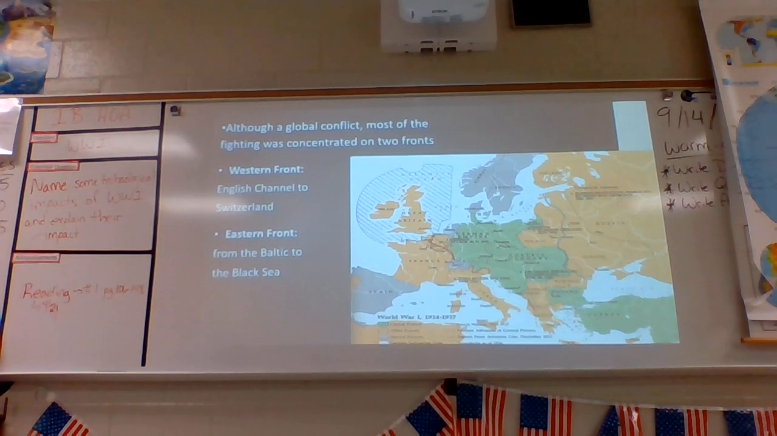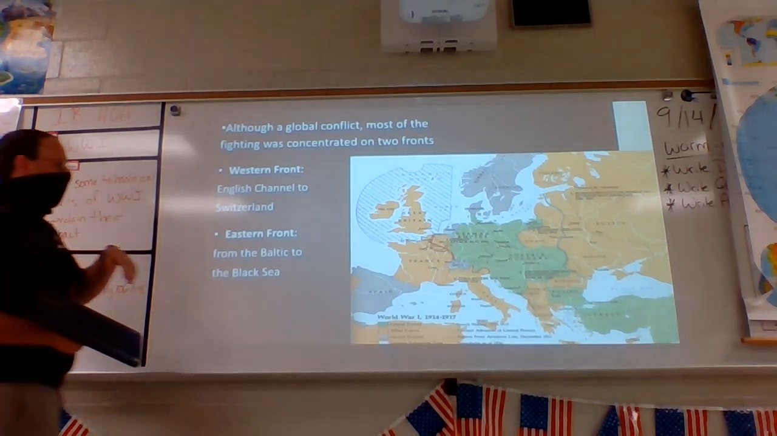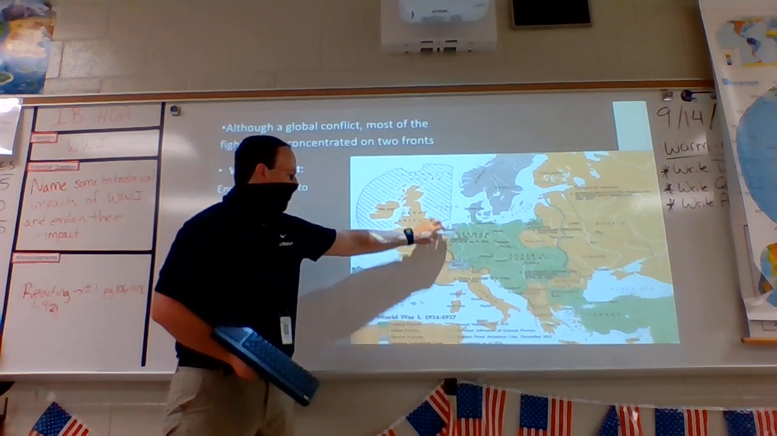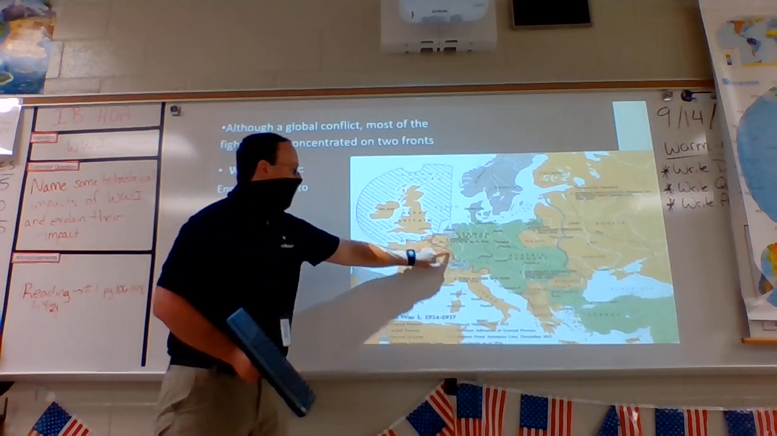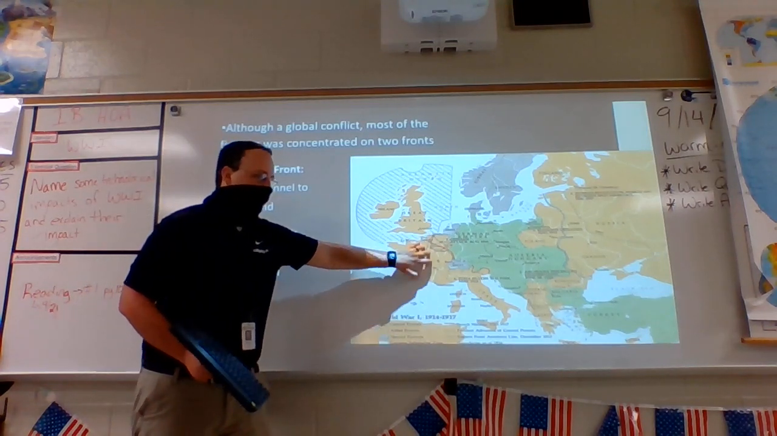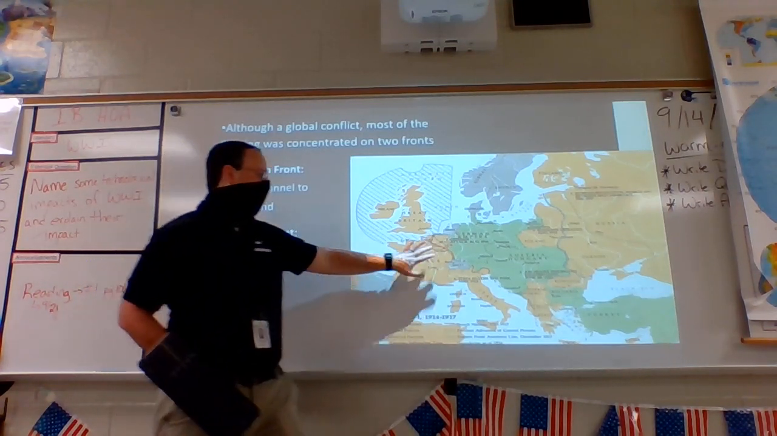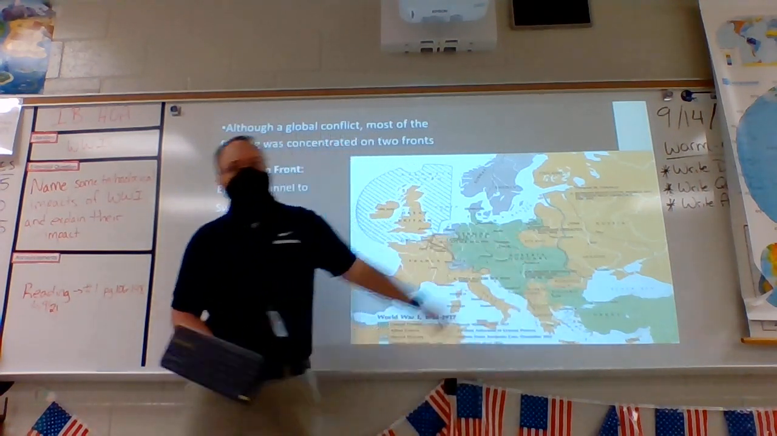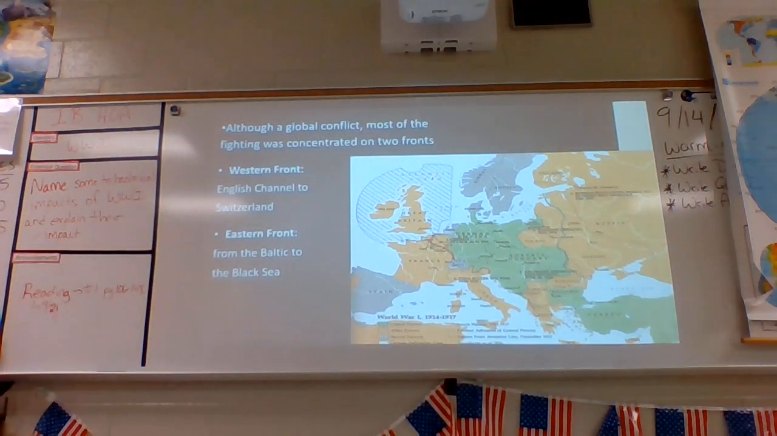The two main fronts that you'll be reading about in the book are the Western Front, which is essentially the English Channel to Switzerland. I'm right here with the French and Germany. The United States is going to join this side. And then the Eastern Front is on the other side with Russia and mostly Austria-Hungary.